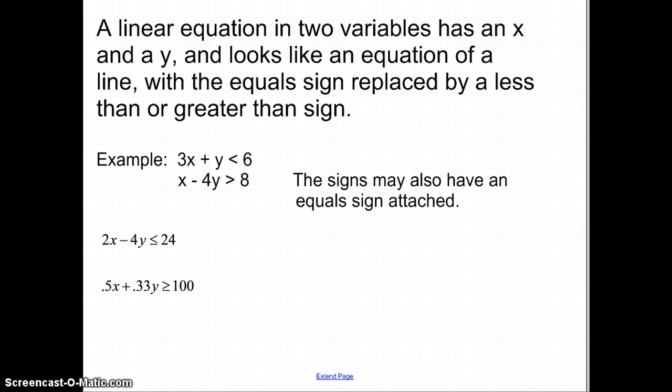An example of a linear inequality is 3x plus y is less than 6, or x minus 4y is greater than 8. The signs can also have equal signs attached, so it could be less than or equal to, or greater than or equal to. So for example, 2x minus 4y is less than or equal to 24, and 0.5x plus 0.33y is greater than or equal to 100. These are all examples of inequalities with two variables.